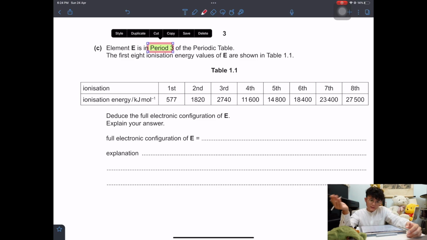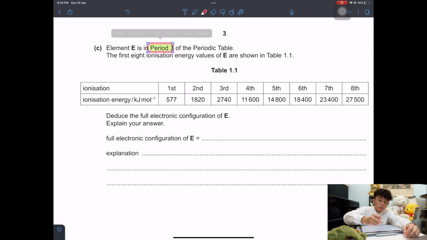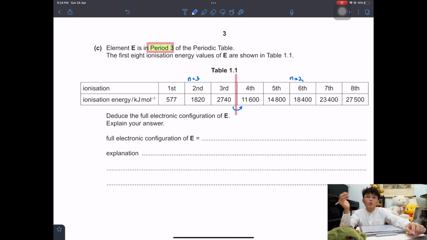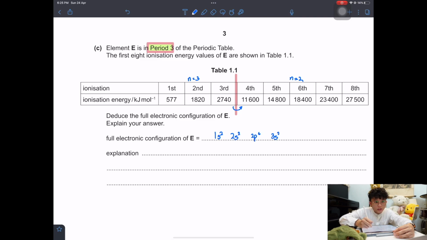Whenever they give you successive ionization energies, very simple, just look for the biggest jump. Do you see that your biggest jump is between the third and fourth? So you can put a dash here. I know that the electrons removed before the jump are from the third shell, and the later ones are from the second shell. Always remember, look for your biggest jump. So I know that the outermost shell has 3 electrons. So the full electron configuration is going to be 1s2, 2s2, 2p6, 3s2 and 3p1.